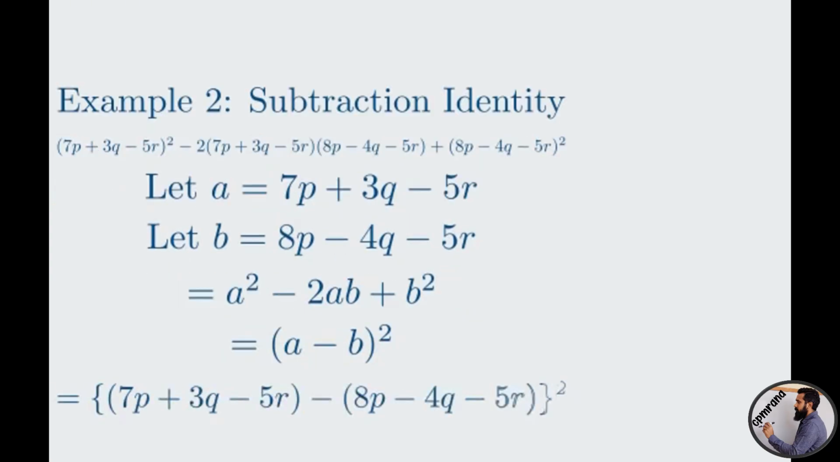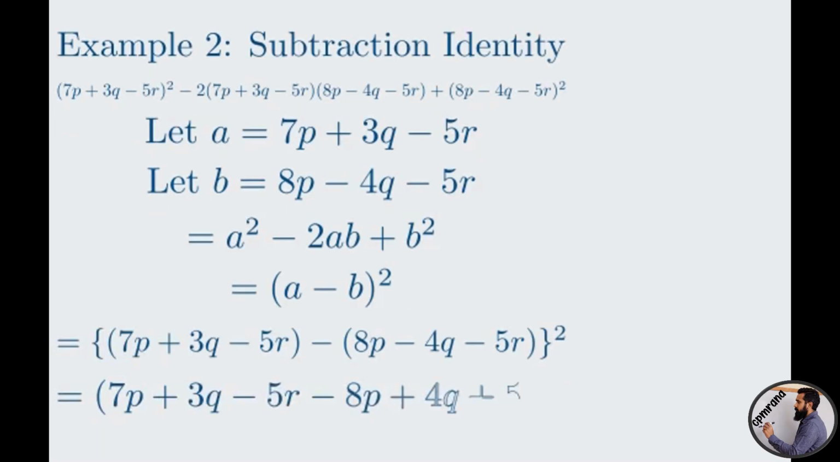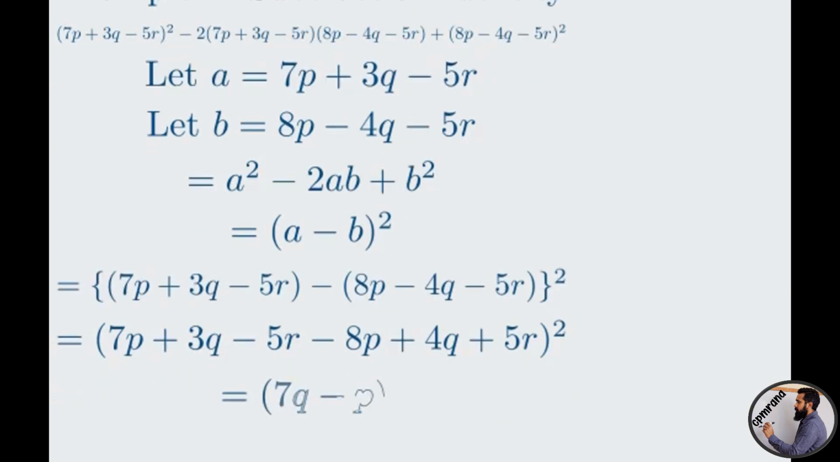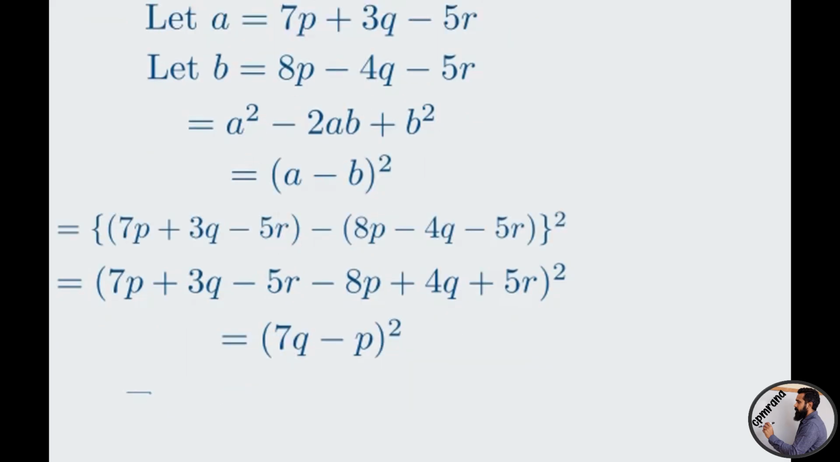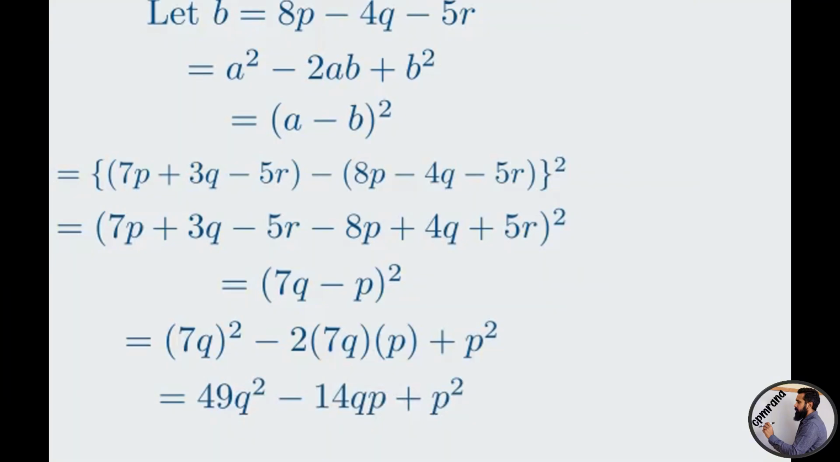Now we substitute the original algebraic terms back in. Be very careful with the negative sign here. When we subtract the second group, the sign of every term inside that parentheses must change. Let's group the terms. 7p minus 8p gives us negative p. 3q plus 4q gives us 7q. And negative 5r plus 5r cancels out to 0. We can expand this one last time using the same identity to get the final polynomial form. This results in 49q squared minus 14qp plus p squared. We have successfully simplified the expression from a large multivariable mess into a clean trinomial.